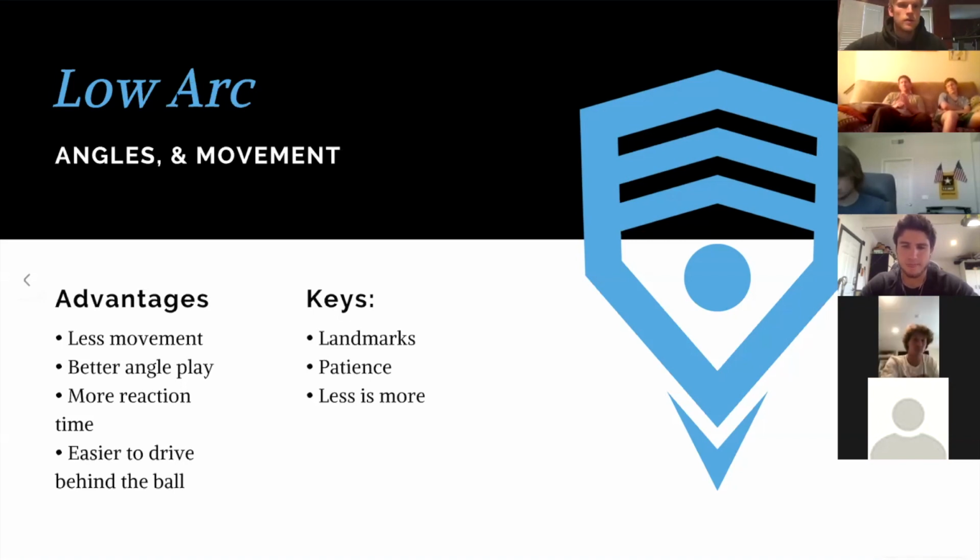All right. So for me, the advantage of a low arc is less movement. Like I said, the less you can move, the better. And the lower you are towards the goal line, the less you have to move, right? If you think about it, the higher you are, the more you have to move in that little half circle. The lower you are, the more you can just play angles, and you're not really moving in any kind of circle. You're just staying square to the shooter and taking slight steps to the side and staying square. Better angle play.